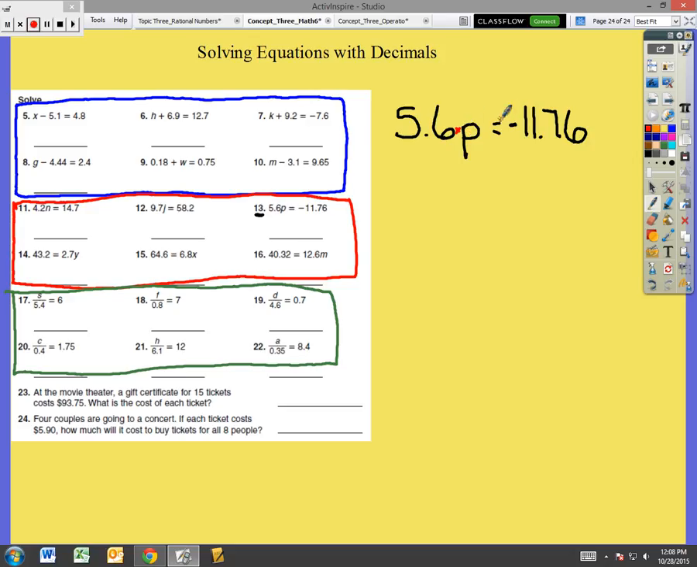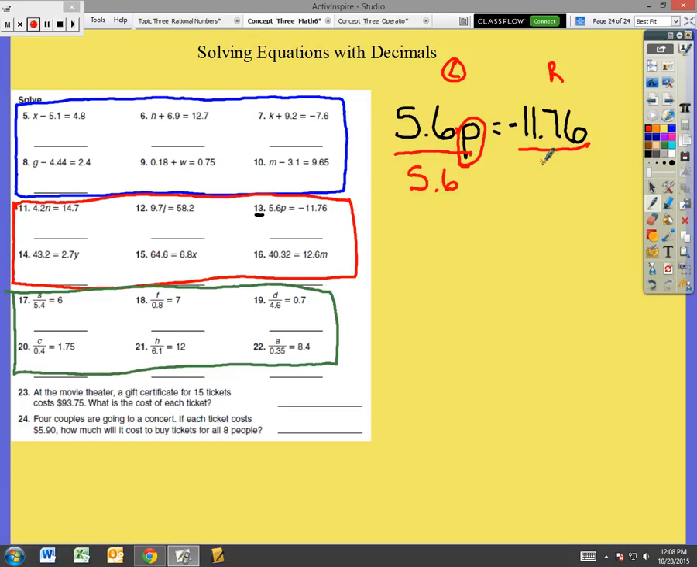Now, just like the last one, I need to keep a balance between the left side of the equation and the right side of the equation. I need to evaluate now for the letter p. I know that if I had 5 6/10 of this p, I'd have negative 11 76/100. I want to figure out what 1p is equal to. So to undo, the inverse of multiplication is division. So I will divide both sides by 5 6/10.